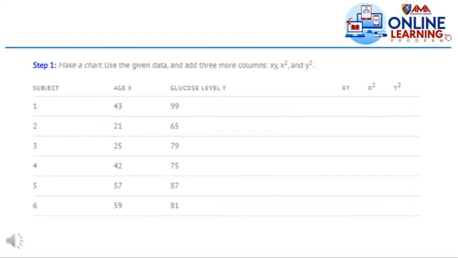The first step to solve for the Pearson R is to make a chart and use the given data and then add three more columns. Given the XY, or the product of X and Y variable, this one. We also have the X squared column and then the Y squared. So, gagawa tayo ng, or mag-add tayo ng tatlong columns. We have the XY. We're going to multiply the value of variable X and then variable Y. We also have the square of X and then the square of Y.